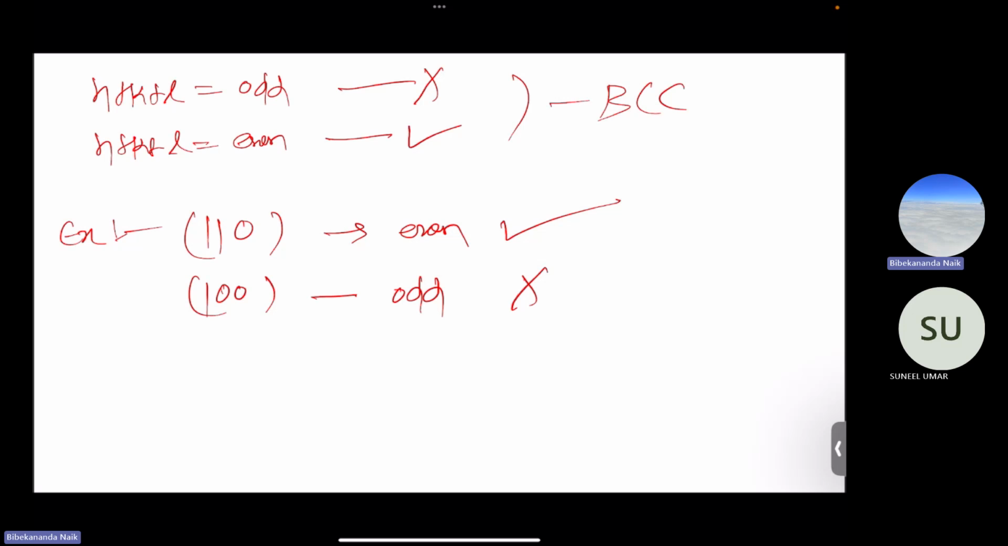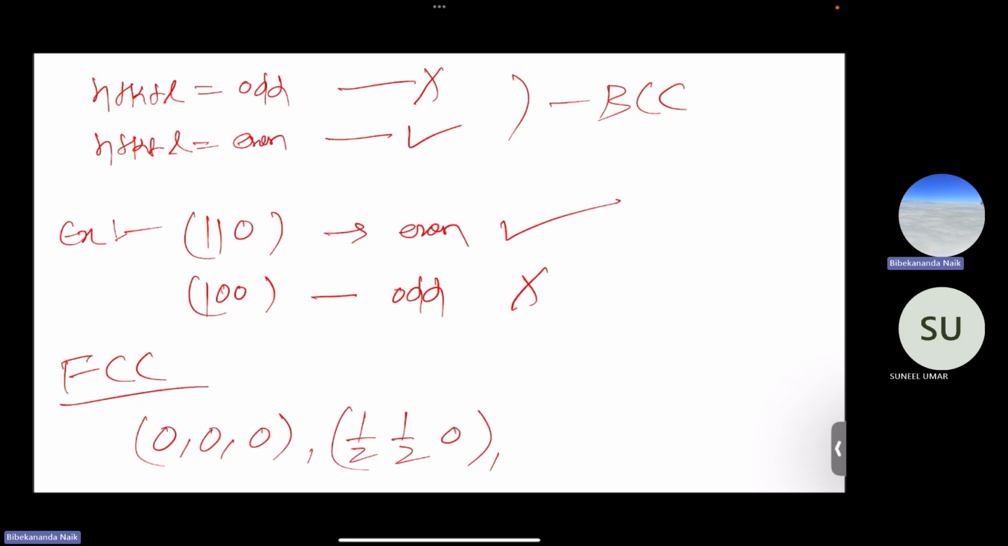Okay, so then for face centered cubic, similarly, there are 4 lattice points per unit cell. These 4 points have coordinates 0, 0, 0; half, half, 0, that is the middle of the face; half, 0, half; and 0, half, half. So these are the 4 sets of coordinates.